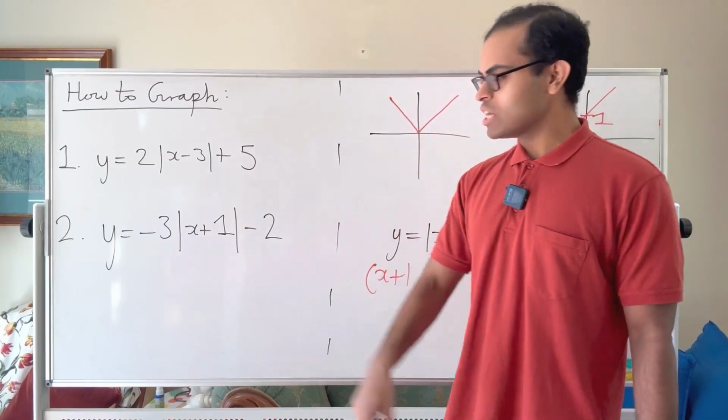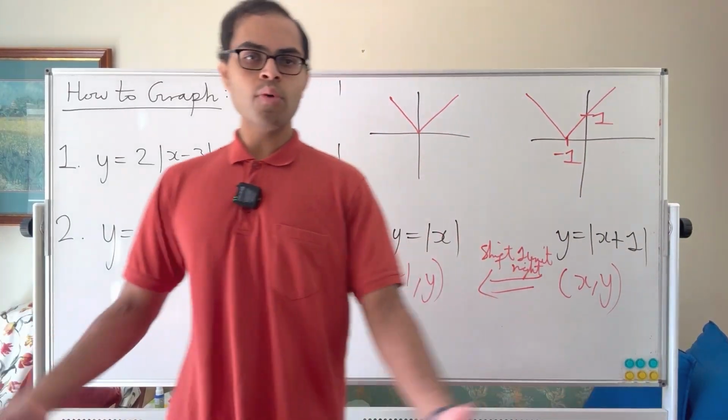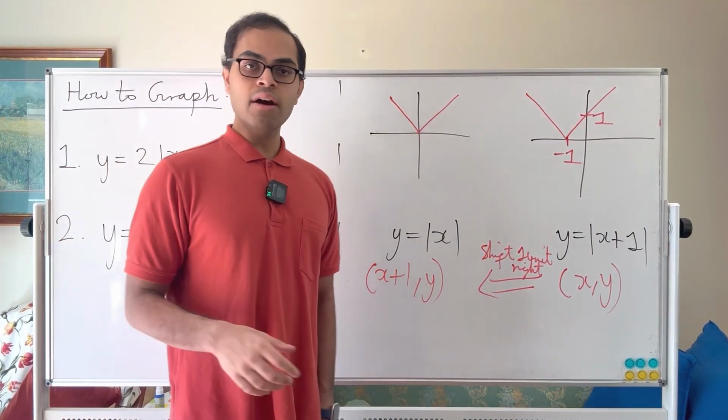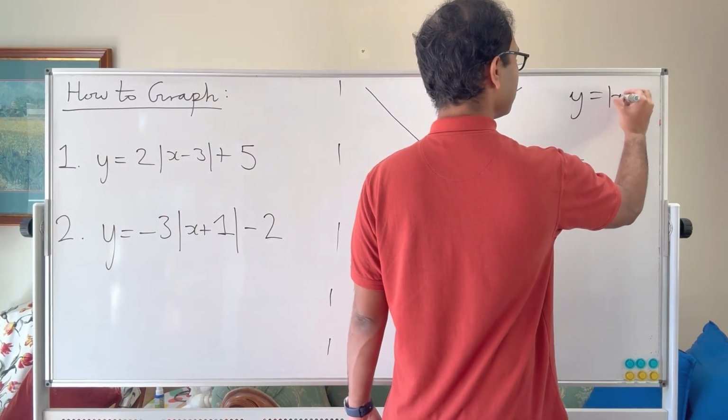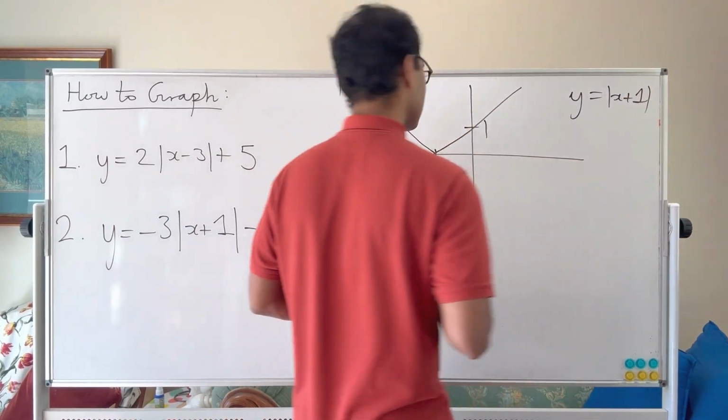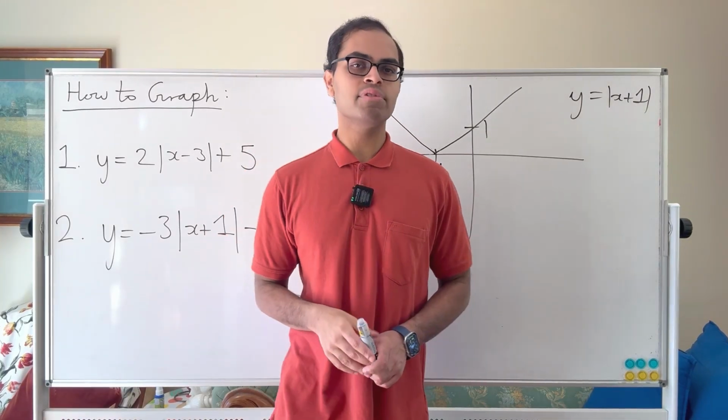You've got the negative 3 absolute value x plus 1. How's that going to work? So let's just think about that right now. All right, so now we've got the graph of y equals the absolute value of x plus 1, and we want to figure out what is the graph of y equals negative 3 absolute value x plus 1.